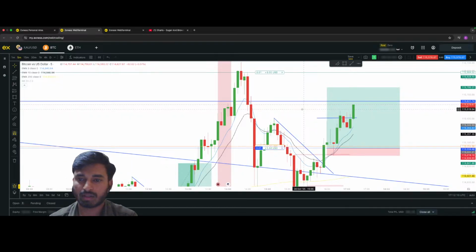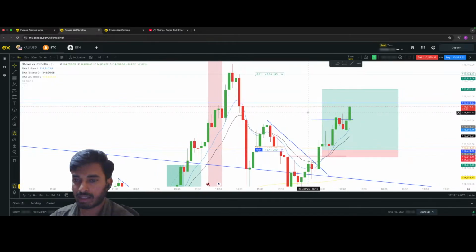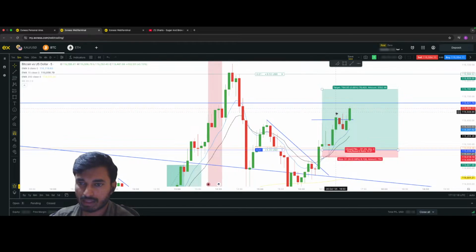Yeah, it is going. As we entered the trade, it is going above 1:1. It has taken a stop loss over here, liquidity over here.